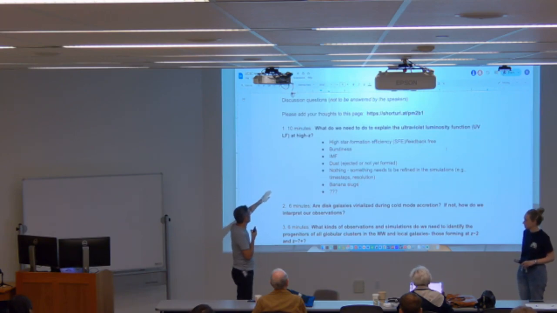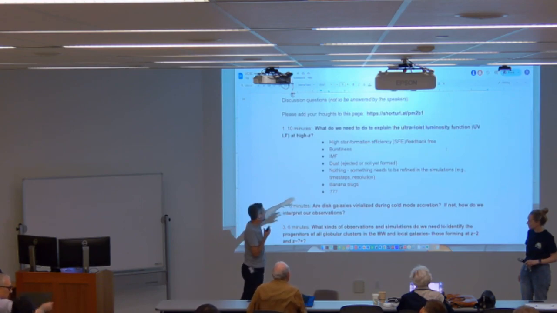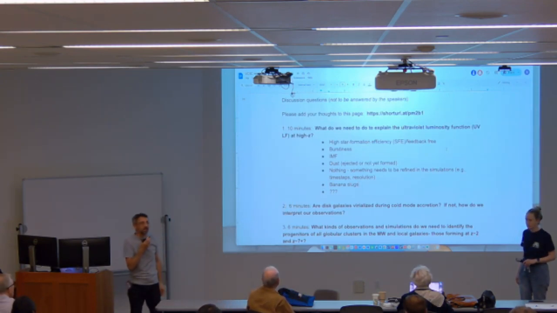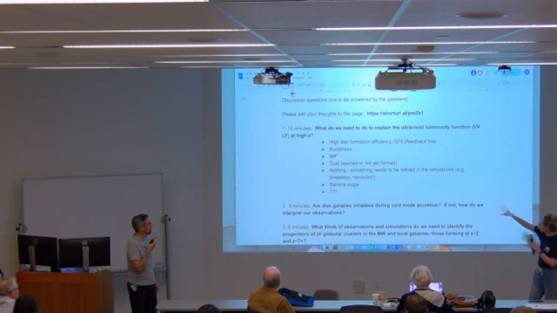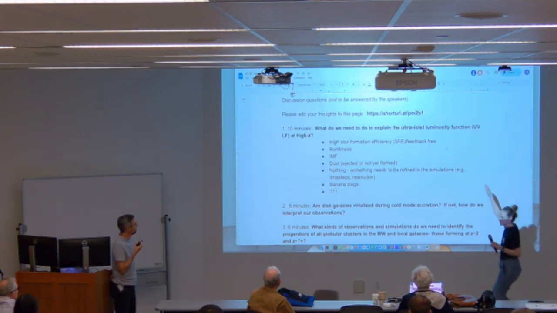So the first question is, what do we need of these, if a combination of these, or one of them is a favorite culprit, and so on. So what do you think we need to explain the UV luminosity function at high Z? We were thinking of taking a vote.